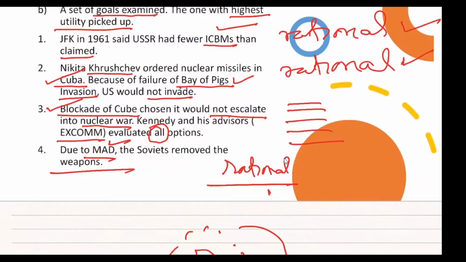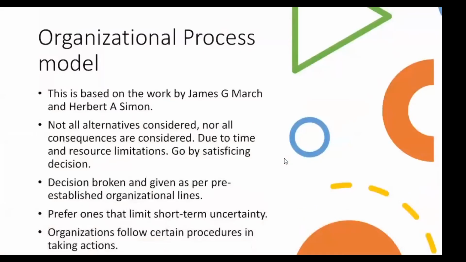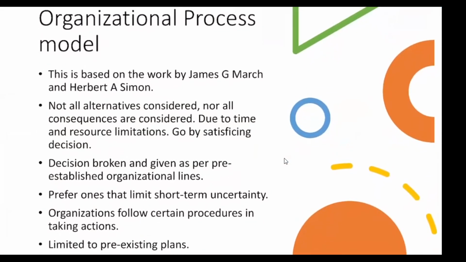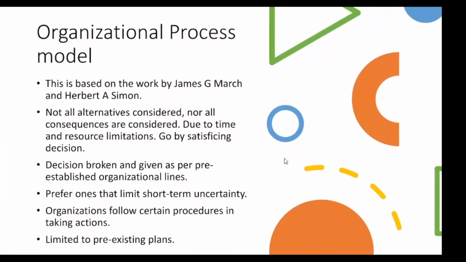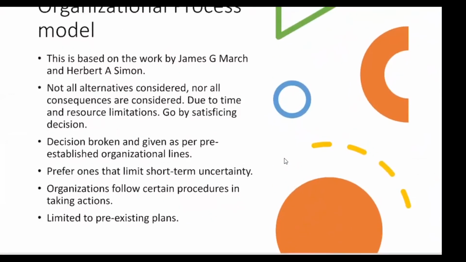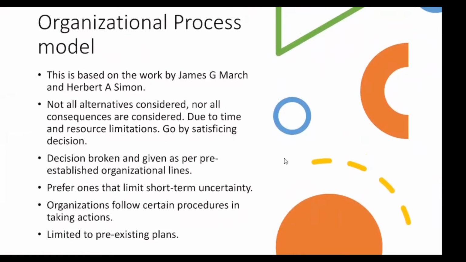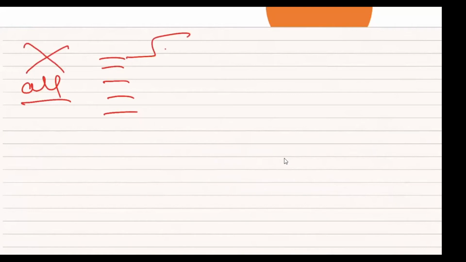Some modifications will be made if the organizational process model is chosen. The organizational process model is based on the work of March and Simon. What it says is that all alternatives will not be considered, nor will all the consequences be considered.